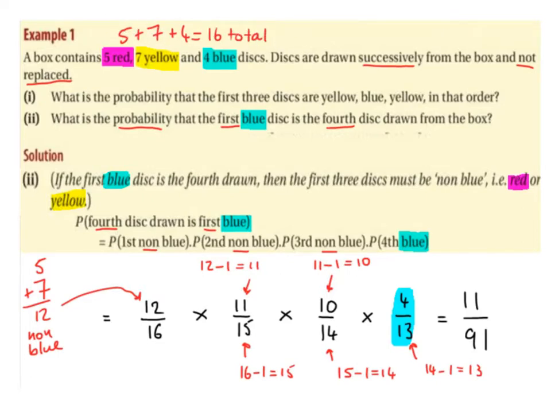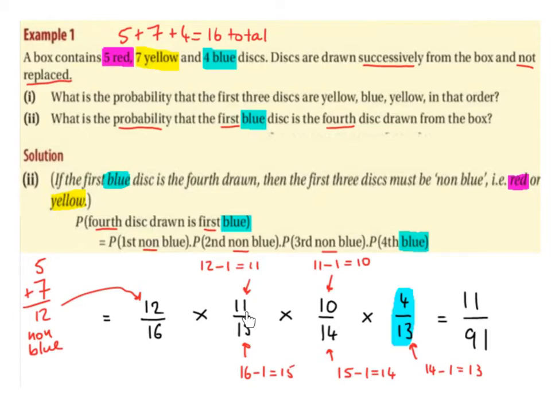discs. This is multiplied by the second disc being non-blue. Well, if the second disc is non-blue and the first disc was non-blue, then we've already taken out one of the non-blue discs. So we've already taken out a red or a yellow. So we had 12 non-blue discs, and 12 take away 1 is 11, so now we have 11 left over out of a total of 15, because remember we took out 1 disc already, and 16 minus 1 is 15.